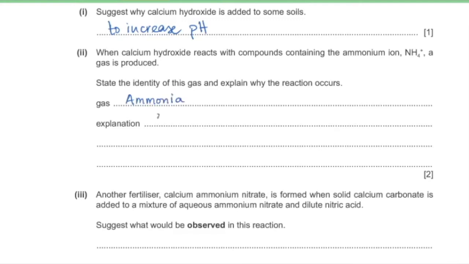An explanation is that calcium displaces ammonia from its ammonium salt solution.